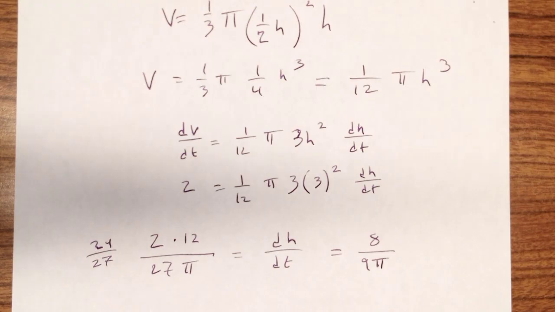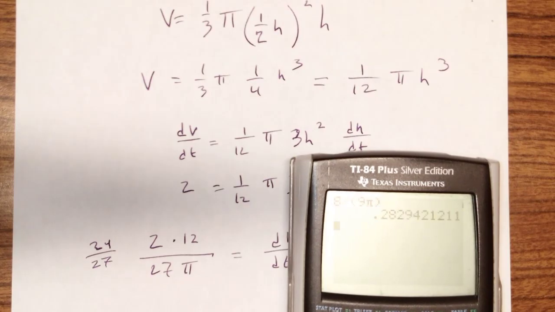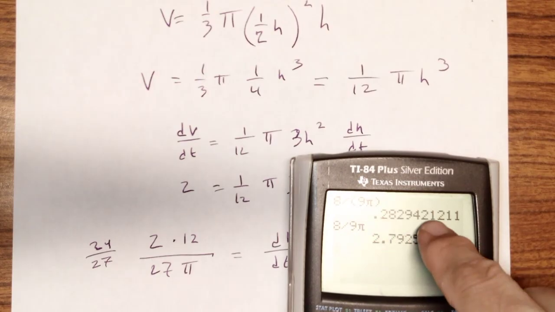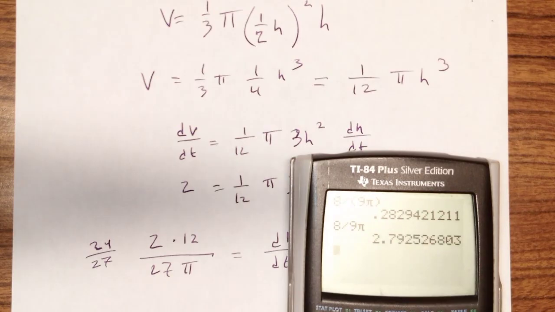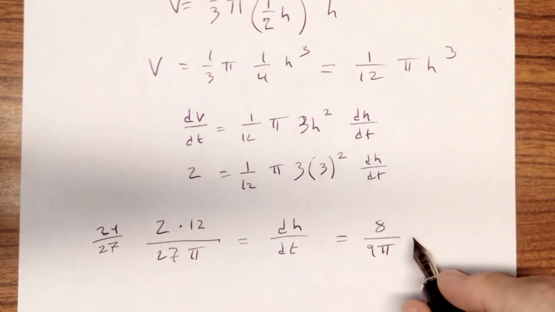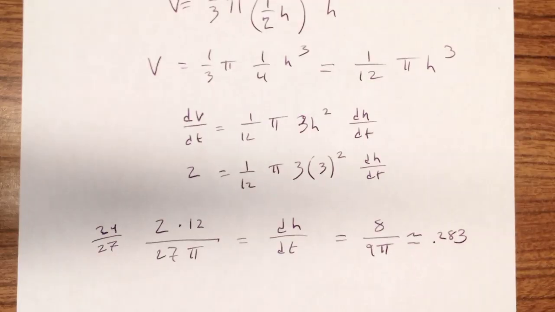And 8/9 pi is, don't forget the parentheses around the bottom. Please notice what happens when I do it without the parentheses. It does 8/9 and then multiplies by pi. I need to divide by pi. I need it all in the denominator. This is the correct answer. This is not. So that's the dH dt. Let me write that number down. 0.283. What are the units on that?